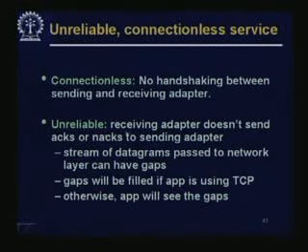Receiving adapter does not send ACKs or negative acknowledgements to sending adapter. Stream of datagrams passed to network layer can have gaps. Gaps, that means some of the frames may have been dropped. So gaps will be filled if the application is using TCP. This is one kind of transmission protocol which we will discuss later, which tries to take care of such errors. Otherwise the application will have to handle these gaps. Maybe the application does not bother about small gaps here and there.